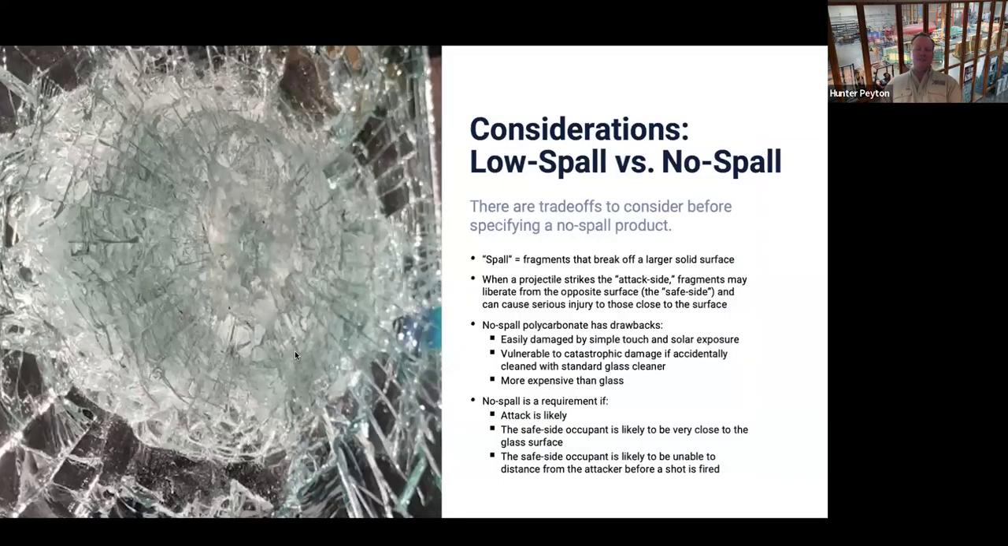So also, when considering a ballistic application for a project, one of the most common questions comes down to low spall versus no spall. For those of you that are not familiar, it has nothing to do with the penetrative capability of the glass in question. Level 3 low spall stops around the same as level 3 no spall. The difference is that surface 2, the secure side of the glass on a no spall application, is not glass. It is an abrasion-resistant polycarbonate. That is valuable in certain circumstances.